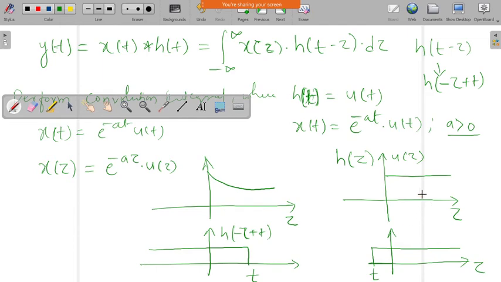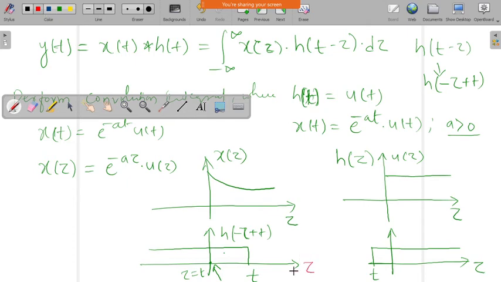One more thing: this point where we have tau equal to t, whenever the variable t is equal to tau, this will give the sample at 0. Now we have to perform x of tau into h of t minus tau. We need to perform the multiplication for the integral limit minus infinity to plus infinity. Where the overlapping region exists, that is your convolution sum.